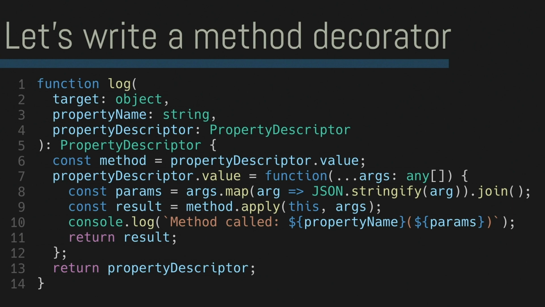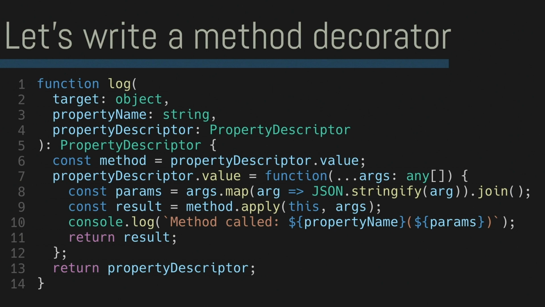Line 8 is just getting a string of all the params that were passed in. Don't worry about that line with decorators of any sort. Line 9 is very interesting, though, because now we're getting the result of method. Method is our original one that we decorated. So now we're going to call our original method, and what I'm going to do is just console log out method called with property name. That's the method I decorated. And then params is just that string I made.